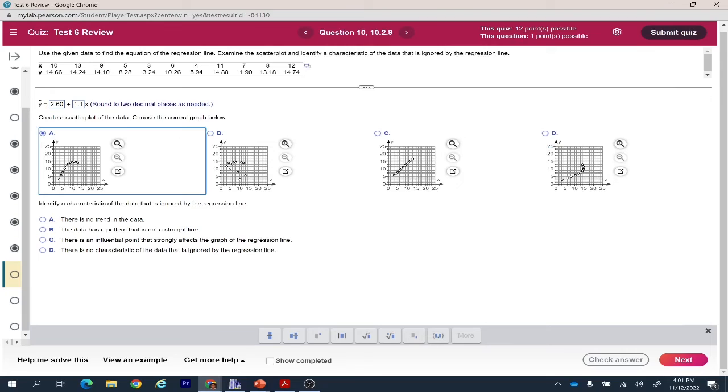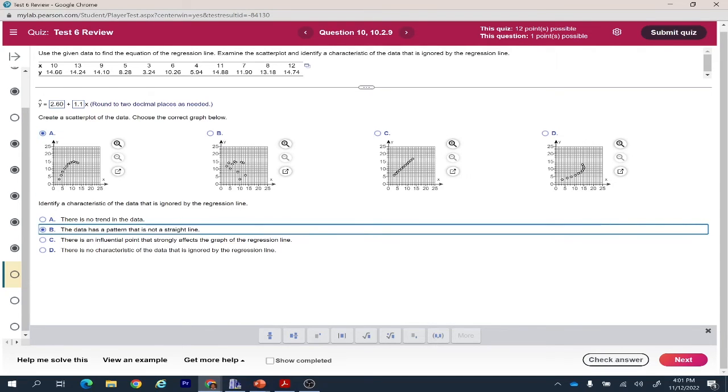Identify a characteristic of the data that is ignored by the regression line. Look here, this is supposed to be a line, but as a graph it's not a line, so there is no linear trend in the data. The data has a pattern that is not a straight line, so this is right: this data has a pattern that is not a straight line.